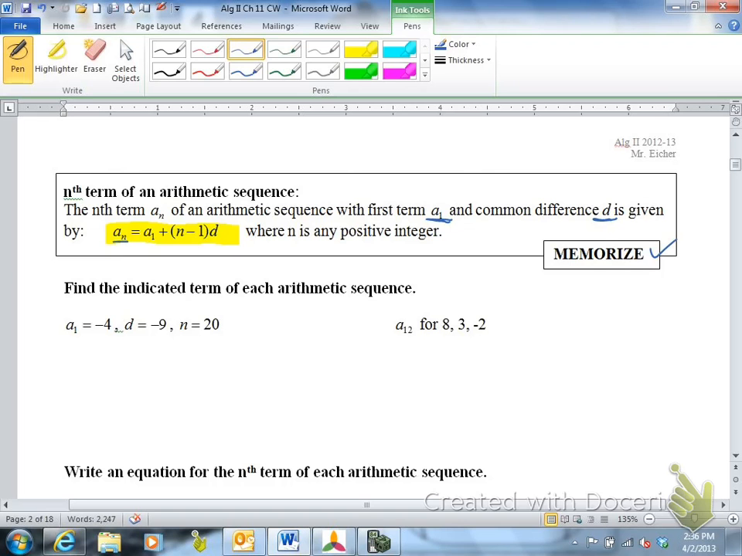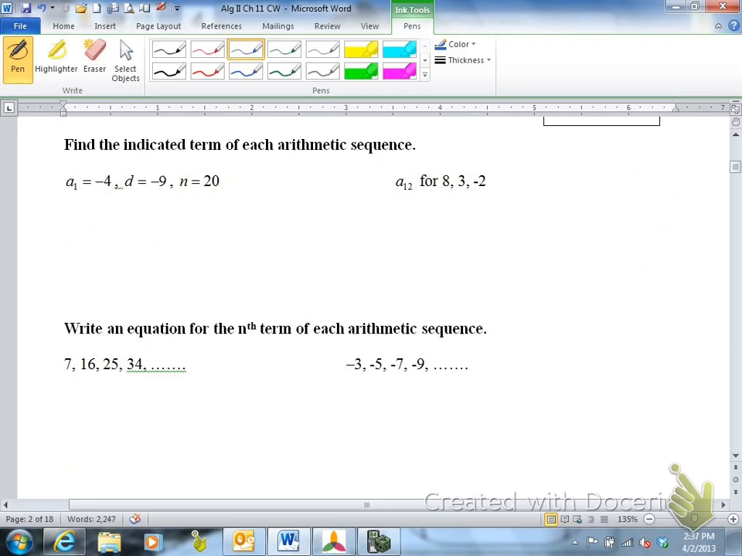We always have a sub 1, a sub 2. We don't have a sub negative 5 or a sub half. It's always a sub 1, a sub 2, a sub 3. So they're natural numbers or positive integers. Find the indicated term. So we're told in the first example, a sub 1 is negative 4, d is negative 9, and n is 20. So with the formula, a sub n equals a sub 1 plus n minus 1 times d.